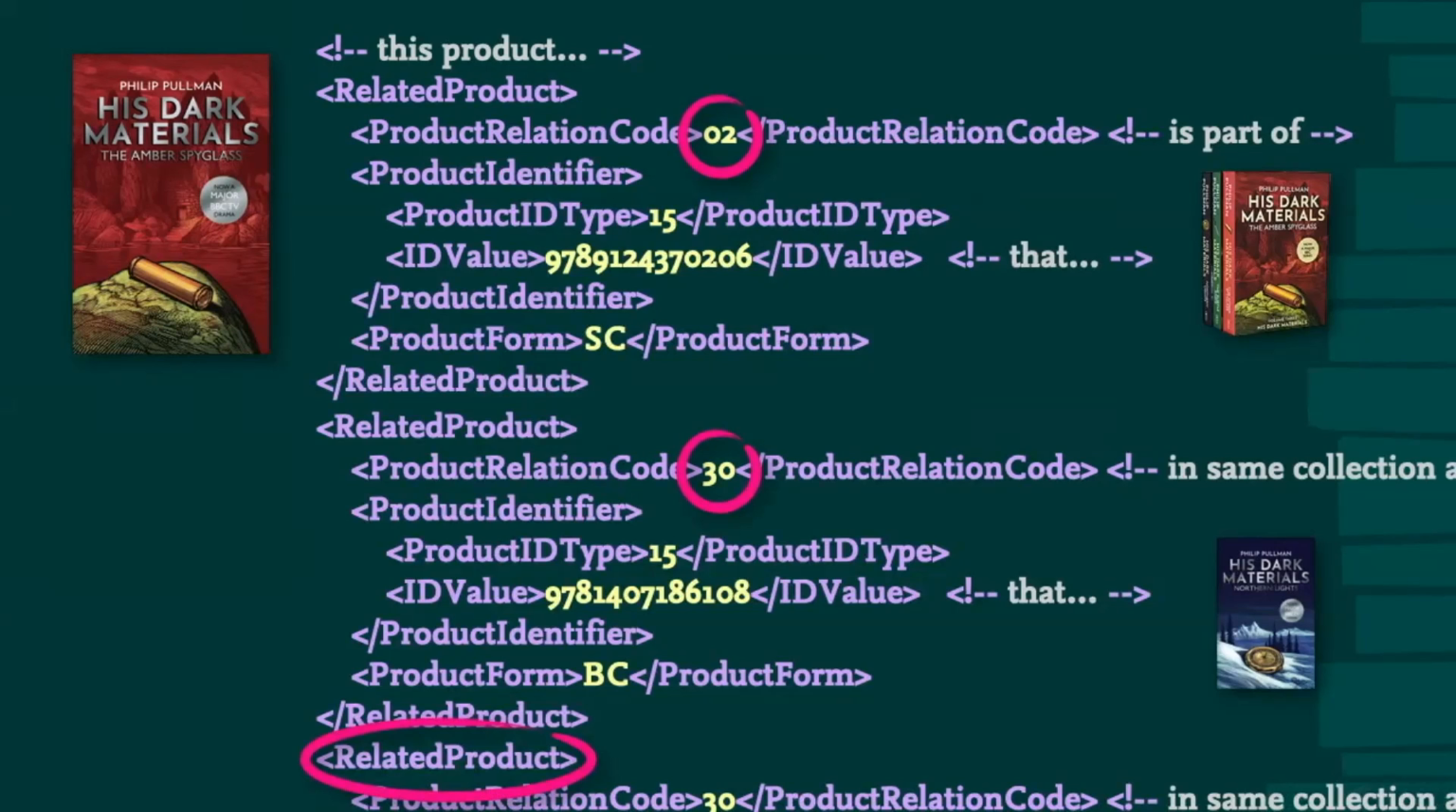This in-same collection as relationship is particularly important if there isn't a box set. There's just a collection of books that you can buy individually. And that's because you can't always rely solely on the collection title to link that bunch of books together. Ideally, you'd have a collection identifier, which could render these in-same collection as links redundant. And we'll look at collection identifiers in a little while. But then again, even if you do supply a collection ID, not every recipient uses it.